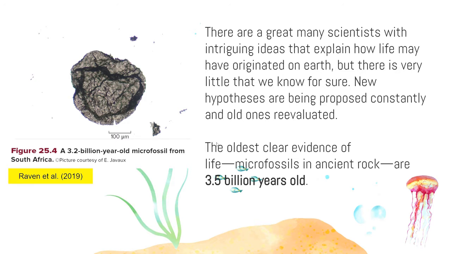There are many great scientists from the past, those who are working on it right now, and those who will devote their lives in the future, who will attempt to explain how life may have originated on our planet, okay? Even if there are very few things that we are quite sure of, and there is a lot more to explore, new hypotheses are being proposed constantly, and the old ones are being reevaluated as we move forward in this field of science. Now, that's okay because that's actually the nature of science. That's the nature of the scientific method.